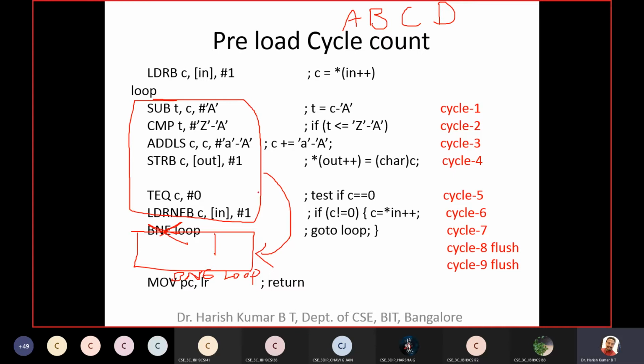Now these statements are replicated how many times? 2 times. So this is what you call 2 times unrolling. So what we have done now? The loop is unrolled how many times? 2 times.